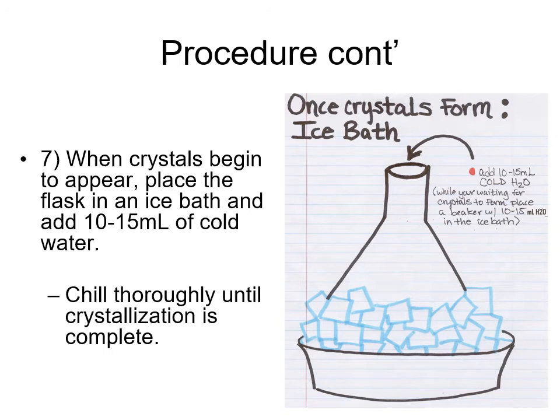Once you start to see crystals forming, you should place the flask into an ice bath. This will allow more crystals to start to form. You can add 10 to 15 milliliters of cold water in order to help with the formation of crystals. The cold water is because the product is less soluble, right, in cold water versus water that you just boiled. So it'll probably not be that hot anymore, but adding cold water will help speed up the process of forming these crystals. So basically just wait until all the crystals are formed.